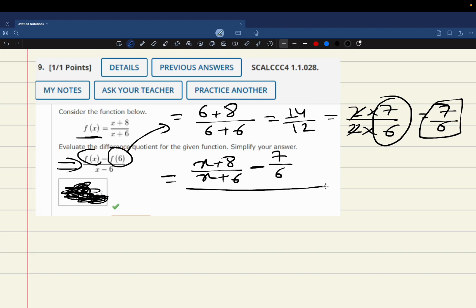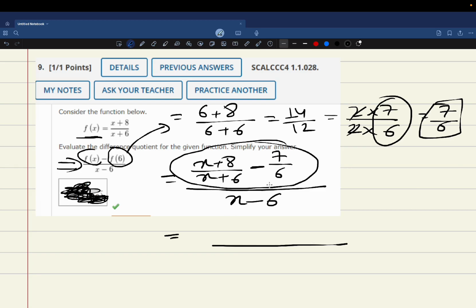And then divide by x minus 6. Now we need to do some cross multiplication and then take the LCM. So let's only do this part first. For this part we'll take the LCM. For the LCM we can multiply this by this, so x plus 6 multiplied by 6. Now we can cross multiply this by this and this by this. So it will be 6 times x plus 8 minus 7 times x plus 6.